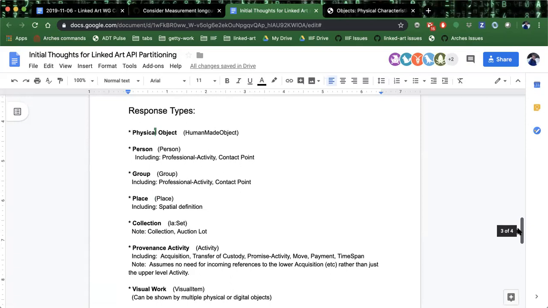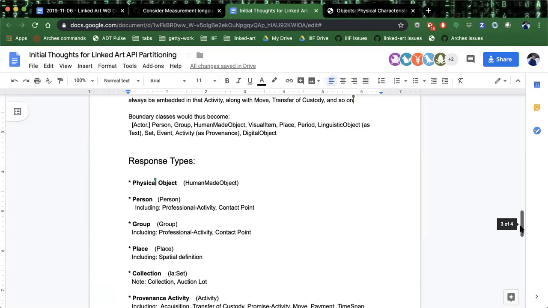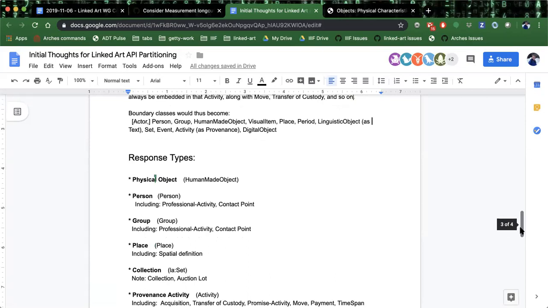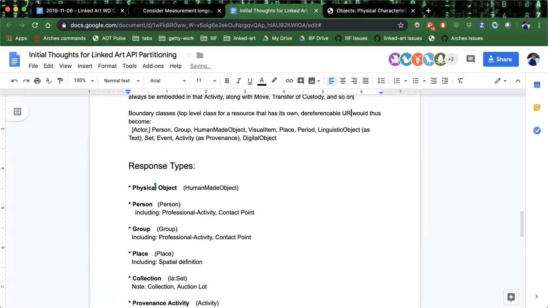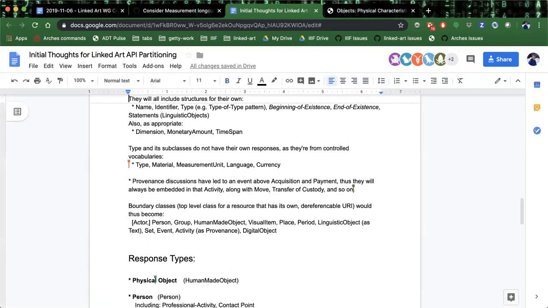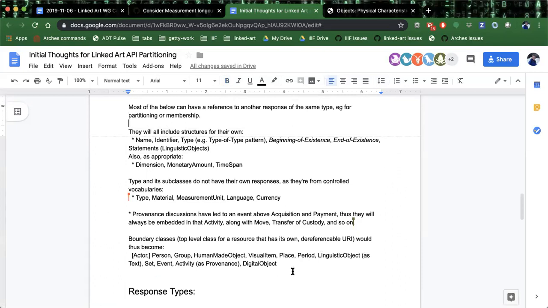No. Well, okay, so I guess the boundary classes would have, so if you have, like you were saying, a linguistic object that has lots of associations with, say, a physical object, are the boundary classes represented in their entirety with all of those relationships in a separate request? Yes. Am I reading that right? Okay. And statements are specific to that particular entity. Yep. And therefore they are embedded. Exactly.